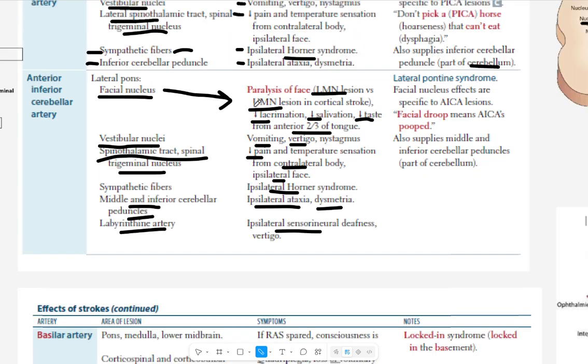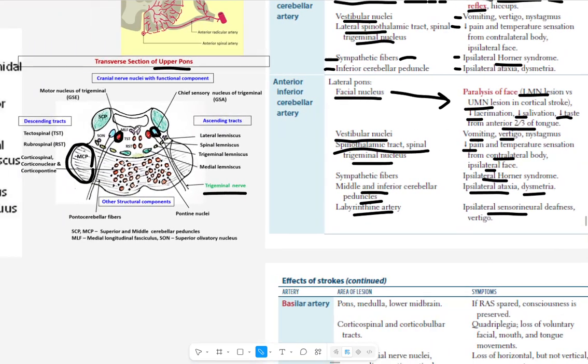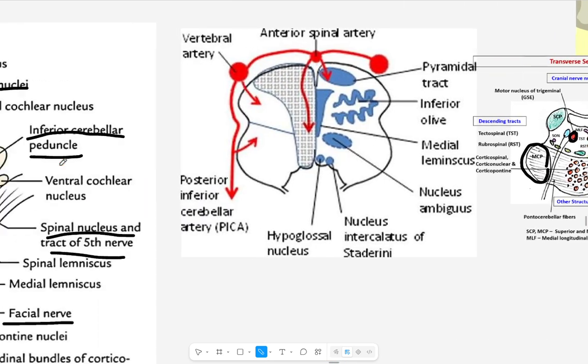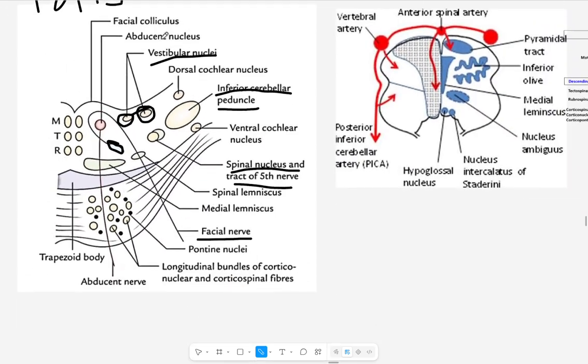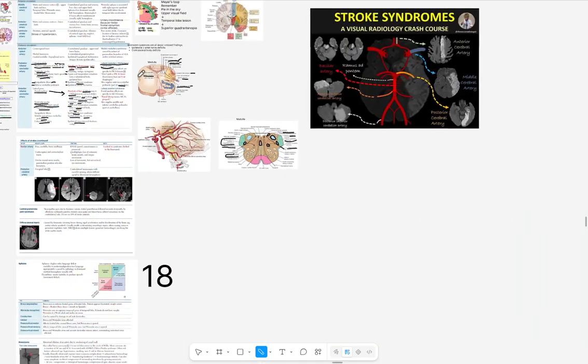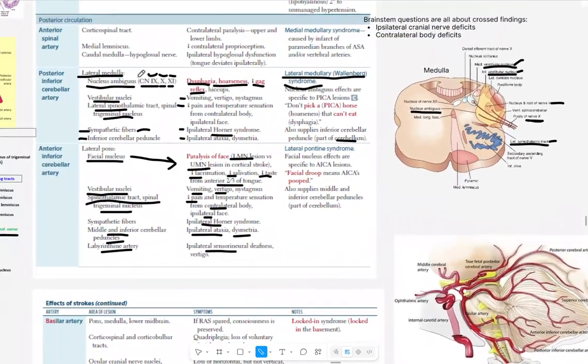Right, so since this is the lateral pons, you can see how this is all of the lateral pons, right? Can you see the lateral pons being affected here? So that's why we call this, what do we call it? We call it the lateral pontine syndrome. This is the lateral pontine syndrome. The facial nucleus effects are specific to anterior inferior cerebellar artery. Facial droop means anterior inferior cerebellar artery is pooped. That's a little mnemonic for you to remember. It also supplies the middle and inferior cerebellar peduncles, which are part of the cerebellum.